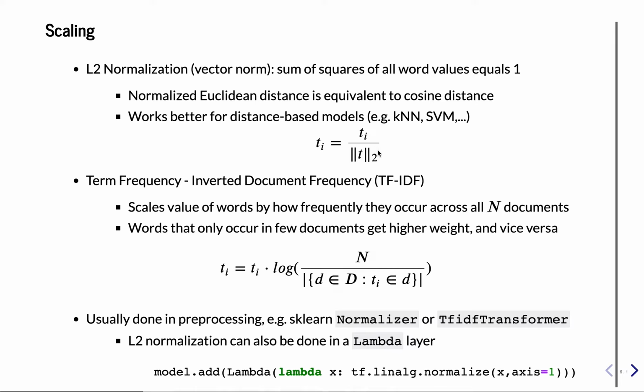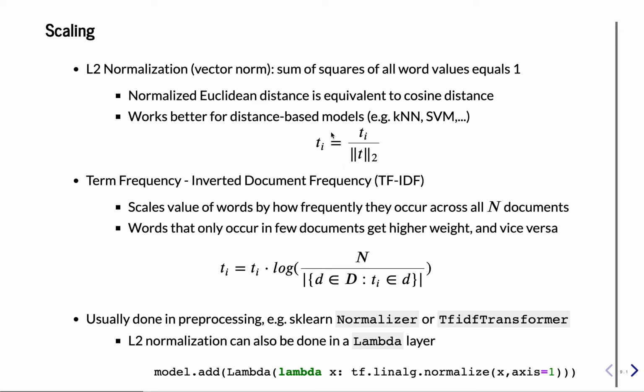L2 is just the root of the square sum of all the values in the vector. And what this does is that the sum of the squares of all these scaled values will equal 1. We've seen this in the course on preprocessing. It's called the normalizer, and it does exactly this.